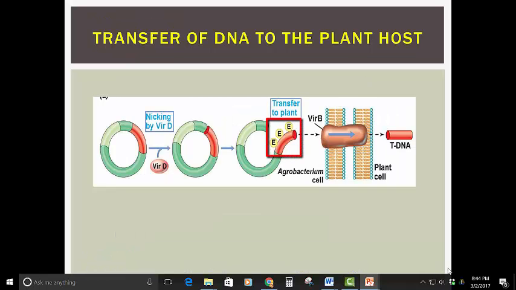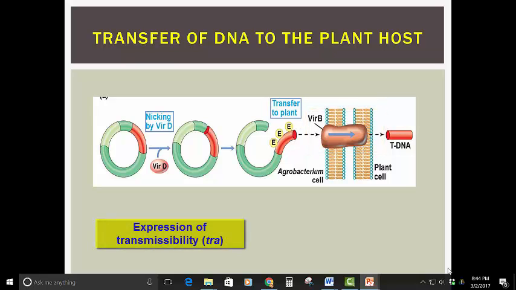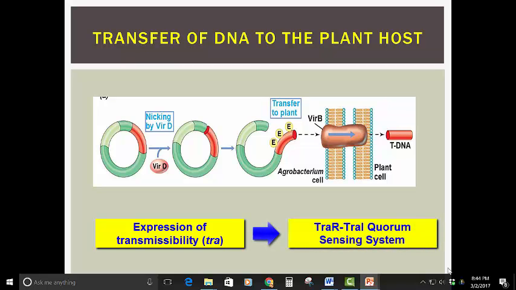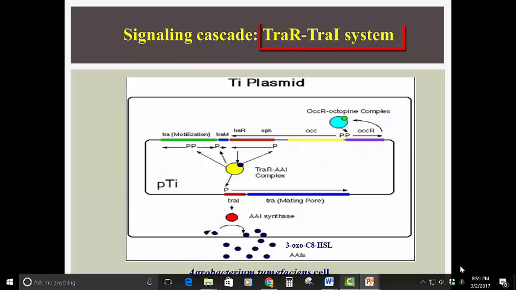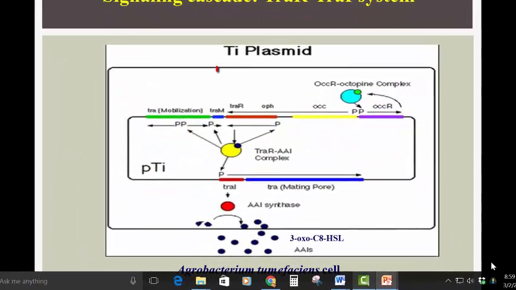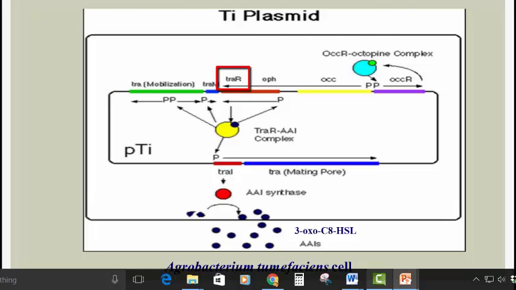The T-DNA from the Ti plasmid of Agrobacterium cells is transferred to the host cell via the conjugation process. The conjugation process requires the expression of the tra genes, or transfer genes. The expression of tra genes is governed by the TraR-TraI quorum sensing system. The TraR-TraI system consists of the traR gene, which encodes the activator protein that stimulates the expression of genes required for conjugation, and the traI gene, which encodes the production of the signaling molecule acyl homoserine lactone.